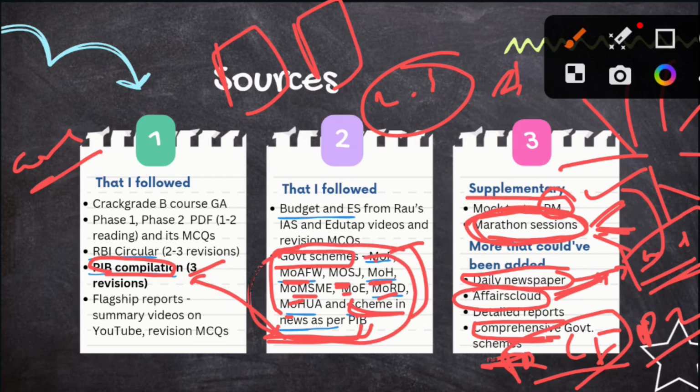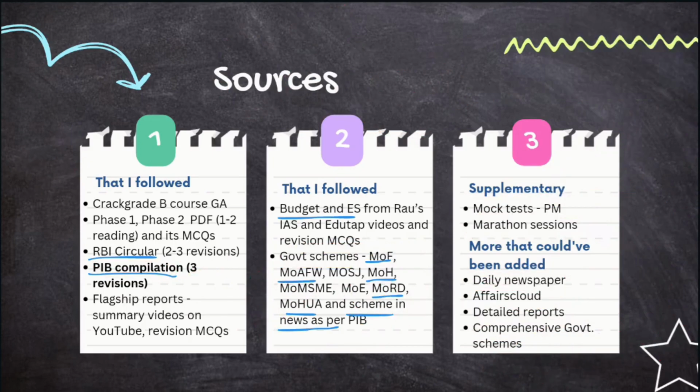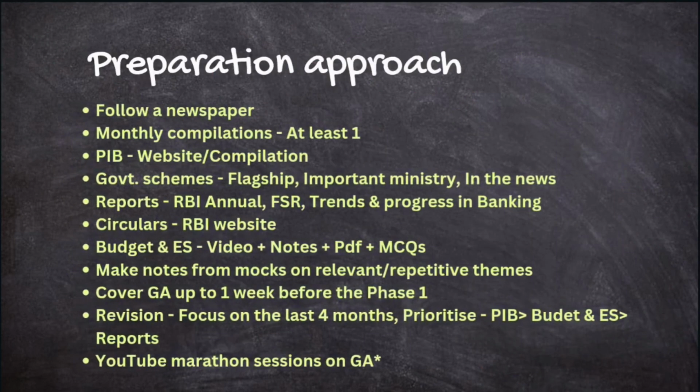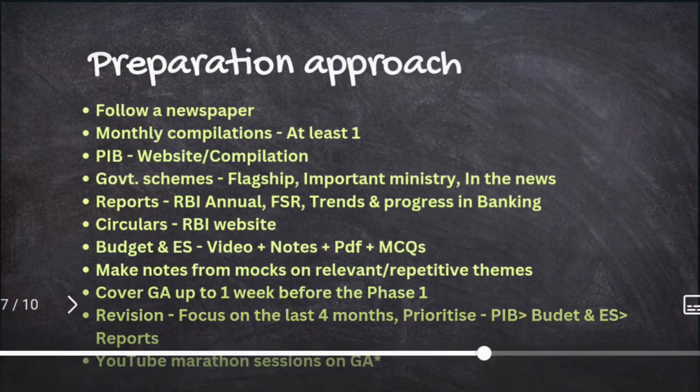Then comprehensive government schemes. So I went through selected government schemes. If one is not very confident with going through these limited ministries, they can go through at least 15 ministries. You'll get this important list on Craig Grade B's channel. So I followed their list, whatever list they give. If you're not confident, you can read all of those schemes and try to read more relevant schemes which are more recently in use and the flagship schemes from those ministries.